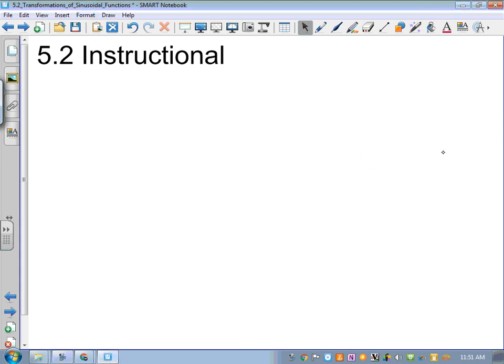Welcome to the 5.2 instructional video. What we're going to be talking about here is how we apply our transformations onto the graph of y equals sine x. And we are going to be doing the same four transformations.